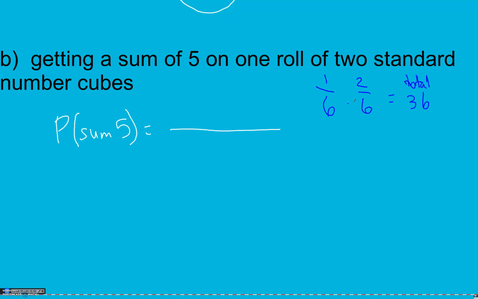We get a 1 and a 1, a 1 and a 2, 1 and 3, 1 and 4, 1 and 5, 1 and 6, 2, and so on. Okay, 36 total options. So the amount of times that they can add to 5, if we had a 1 on our first die and a 4 on our second, a 2 on the first, a 3 on the second, 3 on the first, 2 on the second, and 4 on the first, 1 on the second. Those are all the possible times that we could get a sum of 5.